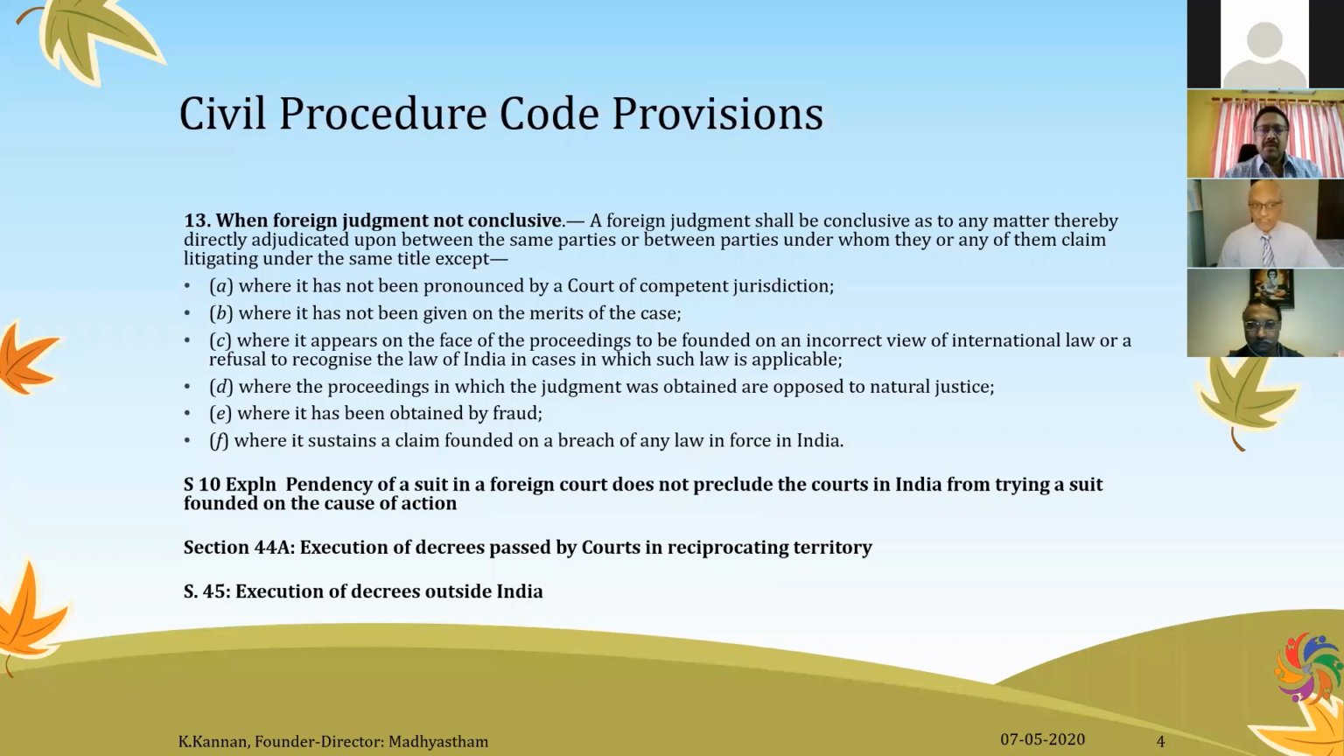Then there are exceptions, where it has not been pronounced by a court of competent jurisdiction. Therefore, if you need to understand when it can be enforced, you put a negative for each one of these, A, B, C, D, E, F. Where it has not been pronounced by a court of competent jurisdiction, no, it will not be binding. So you must ensure that the court which has passed that order, which is sought to be enforced here, or which is sought to be stated in defense as binding on parties, is a court of competent jurisdiction. Where it has not been given on the merits of the case.